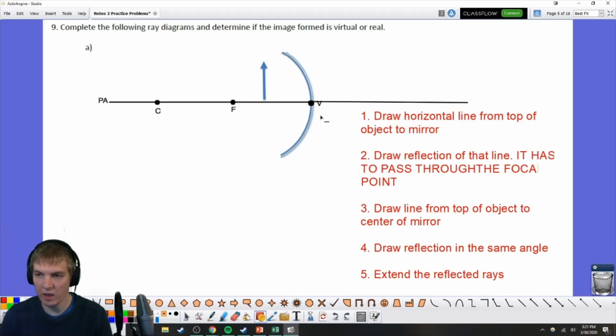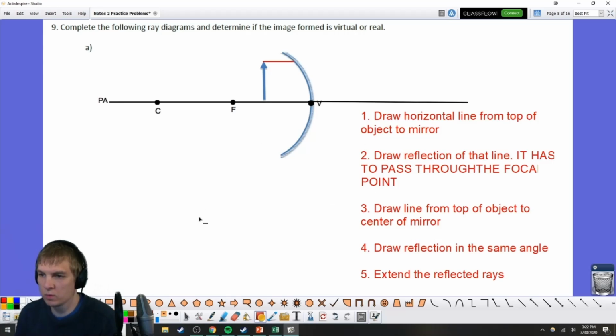So we have a concave mirror, right? And for the ray diagram, what we want to do with this concave mirror is draw a horizontal line from the top of the object to the mirror. So here, from the top of the object all the way to the mirror, we're drawing a horizontal line, just like that.